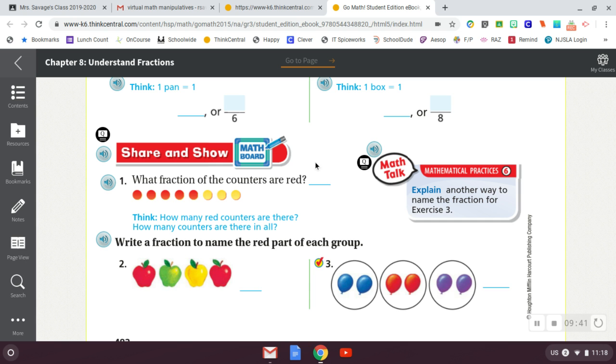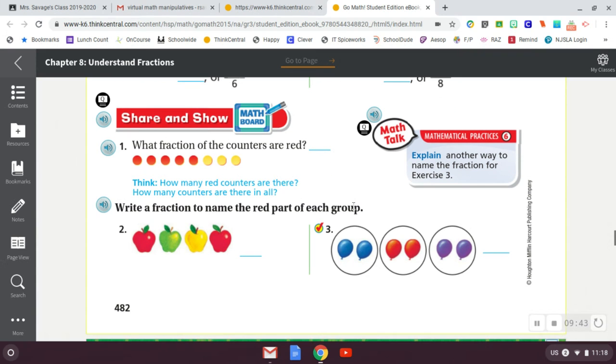Okay? Let's jump down to number 3 here, because number 2 is very similar to what we just did. Always go back to the directions if you don't know what to do. Write a fraction to name the red part of each group. Well, they want to know about groups here, so I have to count groups. I can't count these individual balloons. I have to count groups. I've got 1 group, 2 groups, 3 groups. I've got a blue group, a red group, and a purple group.